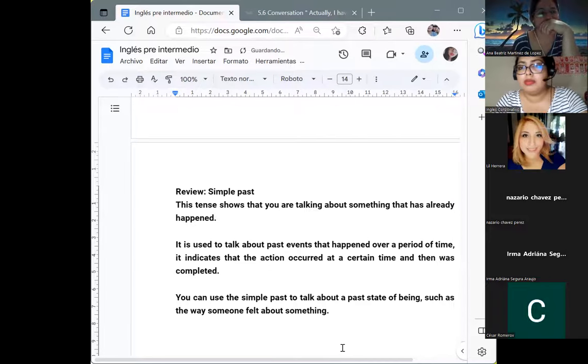El presente perfecto habla de situaciones que comenzaron en el pasado, que siguen continuando en el presente o tienen influencia en el presente y o se van a cumplir o se van a volver a repetir en el presente. El pasado simple solo habla de acciones que ya se completaron en el pasado y de sentimientos, de cómo nos sentimos nosotros acerca de una situación del pasado.